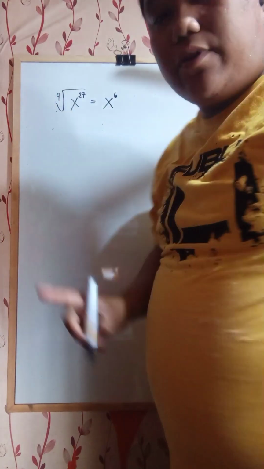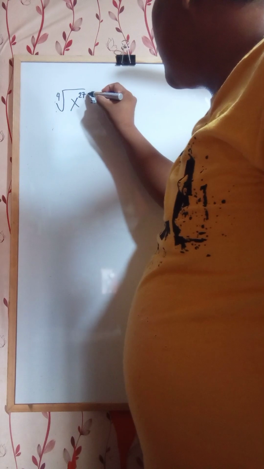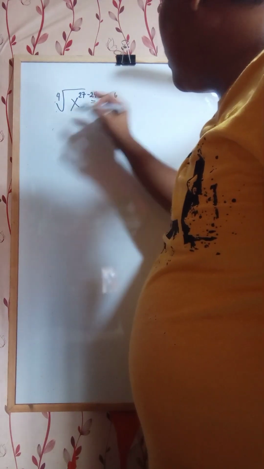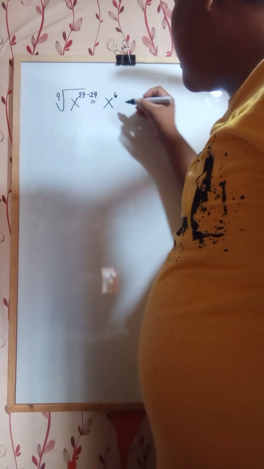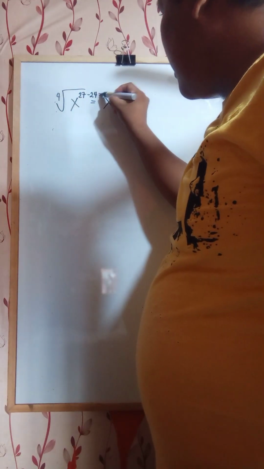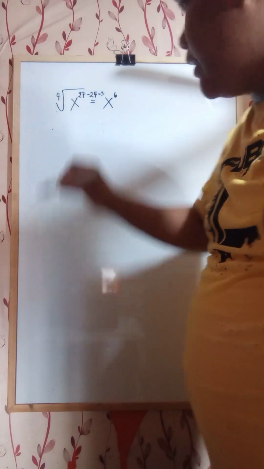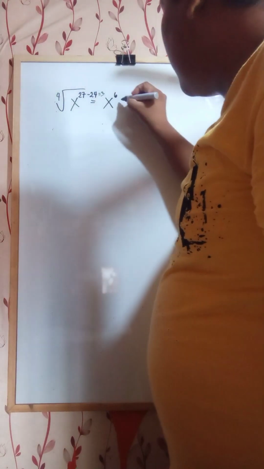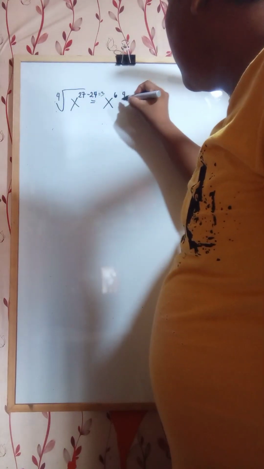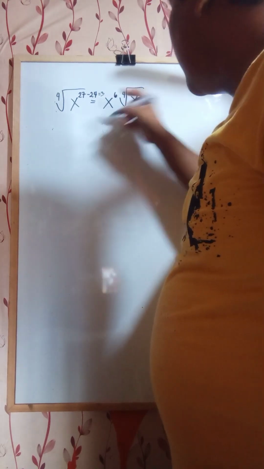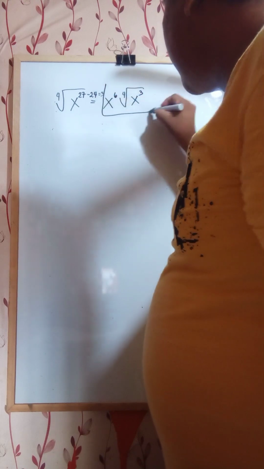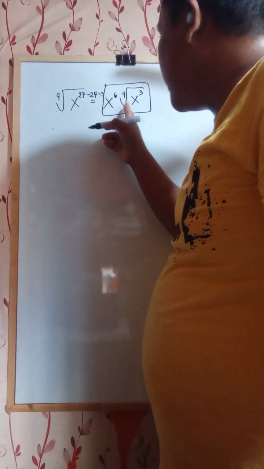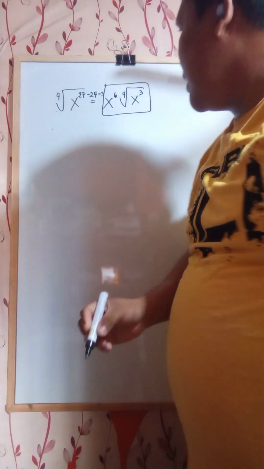Then 6 times 4 is 24. Subtract 24 from 27, and that is 3. So copy the fourth root, copy the x. The difference becomes the new exponent. So the answer is x to the power of 6 times the fourth root of x cubed.